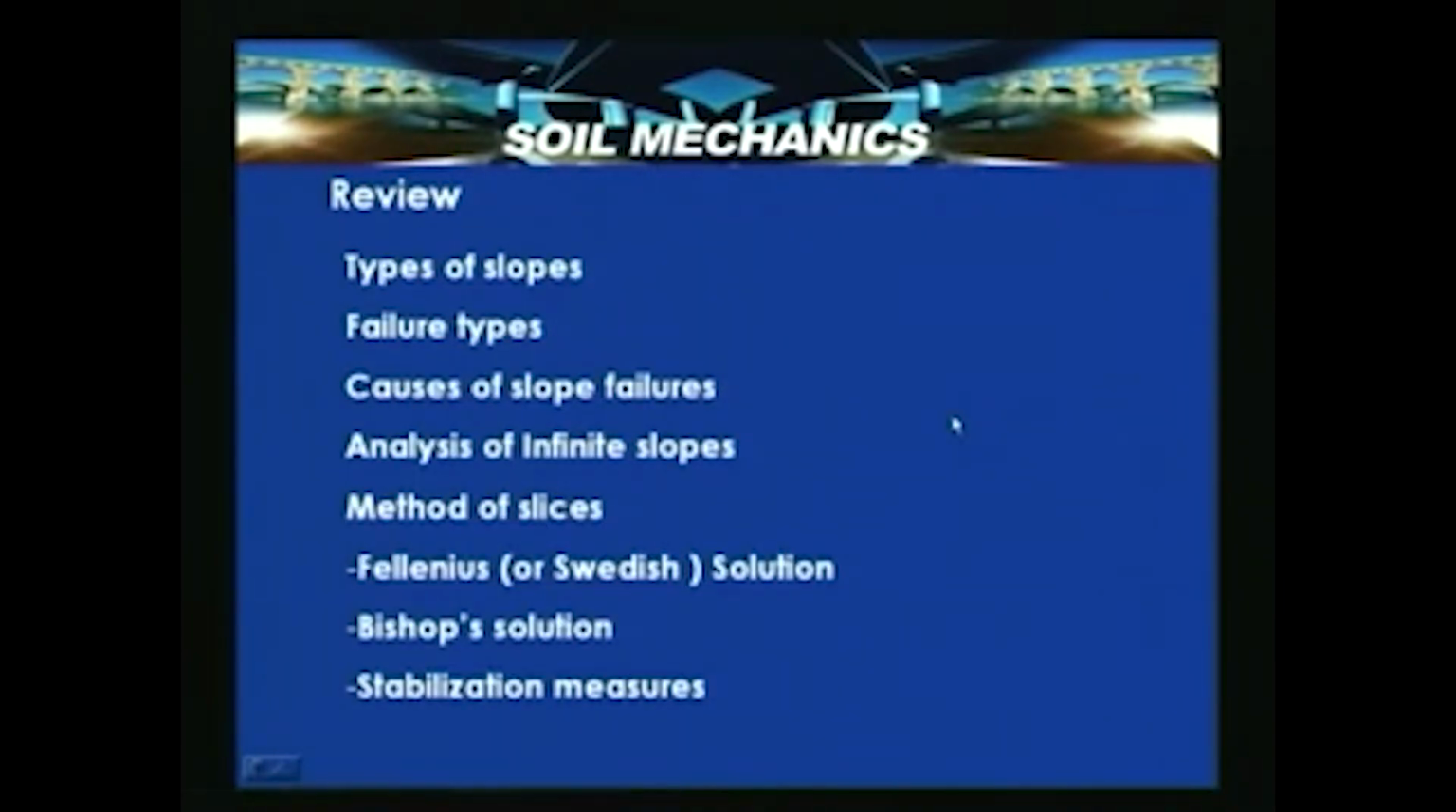So, in this particular topic, we have reviewed types of slopes and failure types, causes of slope failures, and we also looked into analysis of infinite slopes and the method of slices. We used the circular arc method of analysis, discussed Taylor's method for undrained conditions, Fellenius's method, the extension of Bishop's method, and stabilization measures. With this we come to the end of the stability of slopes, where we have discussed the analysis methods as well as some example problems, and also different avenues available for stabilizing slopes.